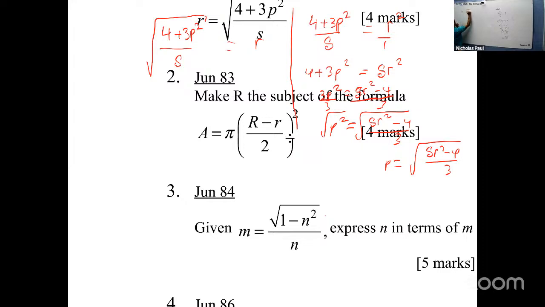Take your time. This one is a little bit hard because you have two sets of n to deal with. So always try to bring your like terms together. Get rid of the fractions, bring your like terms together. You get it? I think you get it.